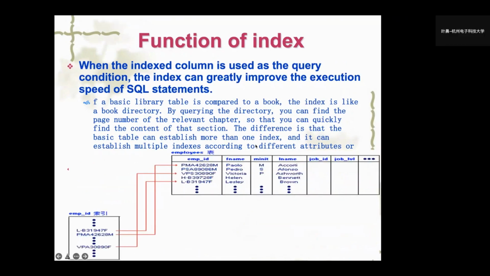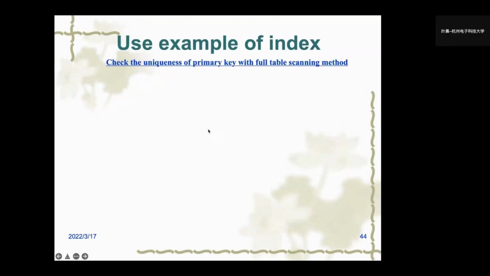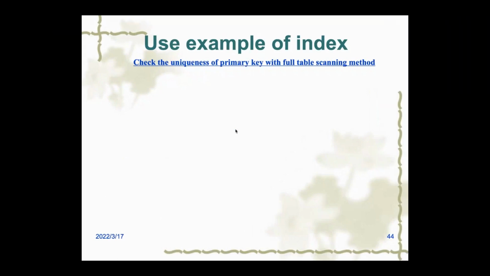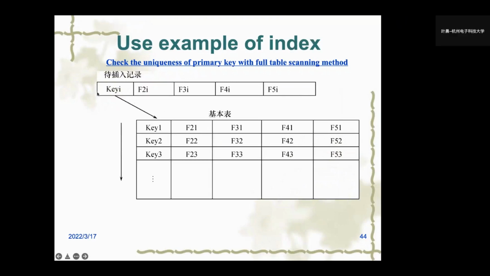For example, for this table, the added indexes are like this. So we can see the index and the table have a detailed corresponding relationship. And here we give an example of the index. This is a record which needs to be inserted.